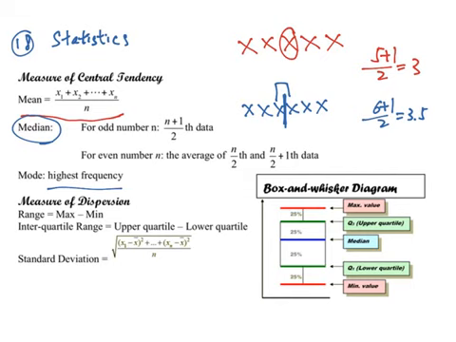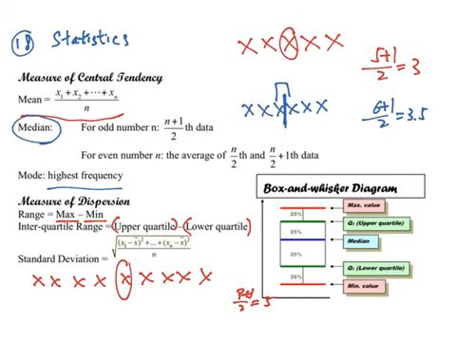Next is about the range. The range is the maximum number minus the smallest number. Also, we need to arrange the order in descending or ascending order. For the interquartile range, we use the upper quartile minus the lower quartile. For example, there are 9 numbers here, so we need to find the median. The median is 9 plus 1 divided by 2, so it's 5. That means it is the median.